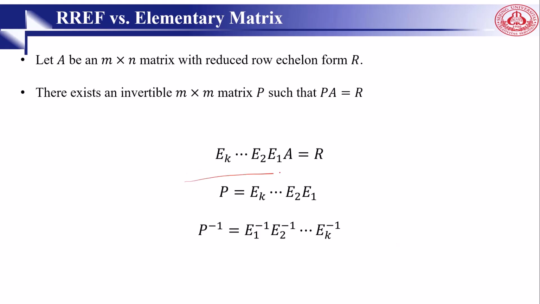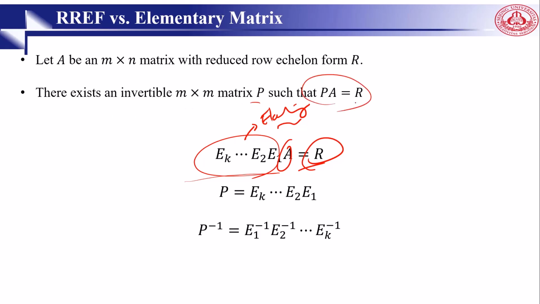So here, for example, you can see that multiplying elementary matrices by A gives you RREF. And there exists an invertible matrix P such that PA is equal to the row echelon form. So if you find this PA, then you can find the row echelon form.